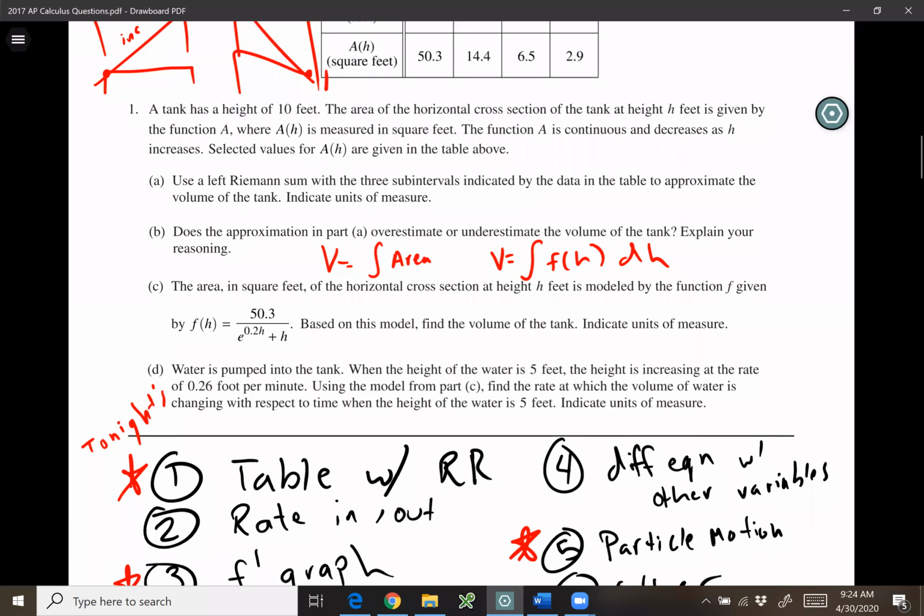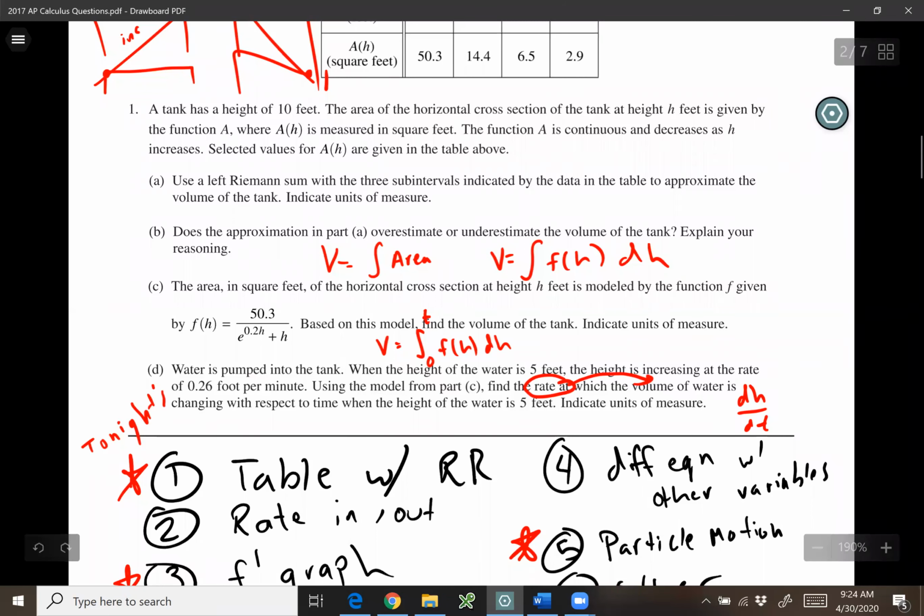Then D, water is now pumped into the tank, and when the water is at a height of 5, they want to know whether the rate is increasing or decreasing. My hint on this one is that if we know that volume is equal to the integral from 0 to some time of f of h dh, then if we want to know the rate the volume is changing, they want to know dh dt.